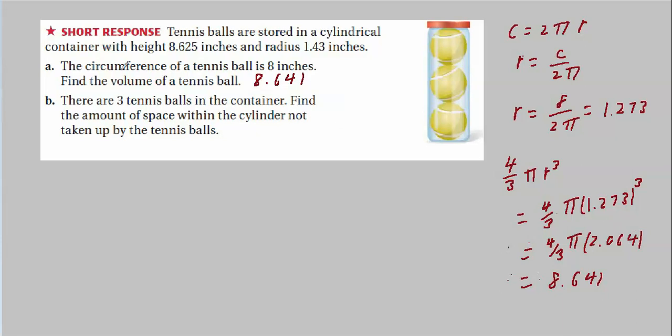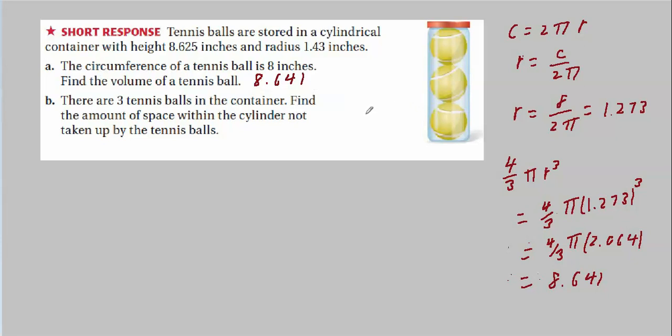What about the next part? 3 tennis balls in the container. I think we probably could have figured that one out on our own. Find the amount of space within a cylinder not taken up by the tennis balls. Oh, okay. That would be like wasted space, I guess.